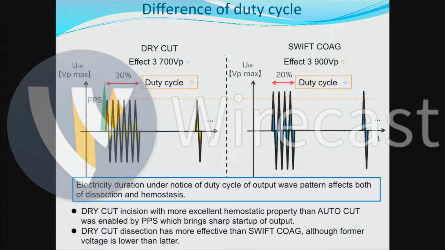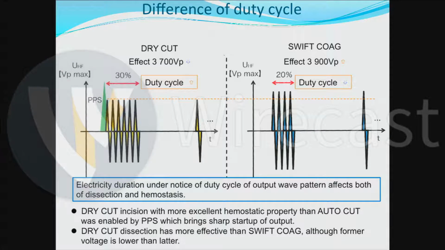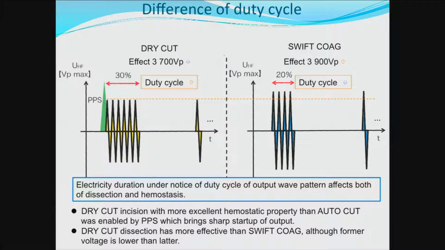The difference of duty cycle results in different effects of incision and coagulation. Dry cut incision with more excellent hemostatic property than outcut was enabled by the power peak system, which brings sharp startup of output. Dry cut dissection is more effective than swift coagulation, although from a voltage lower than the latter.